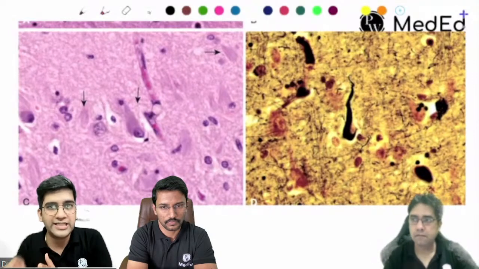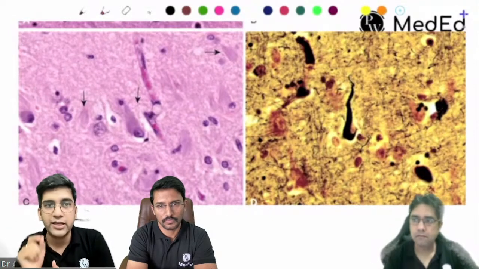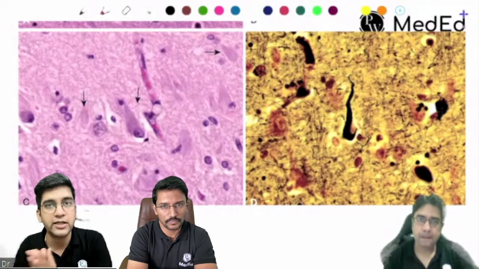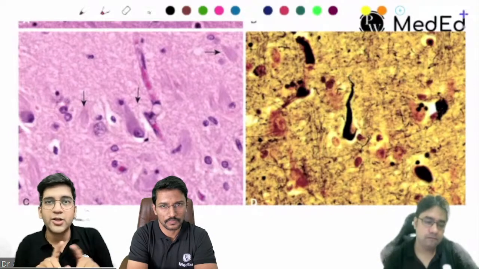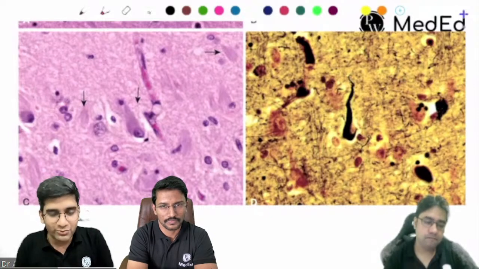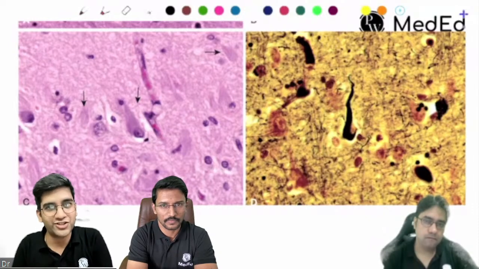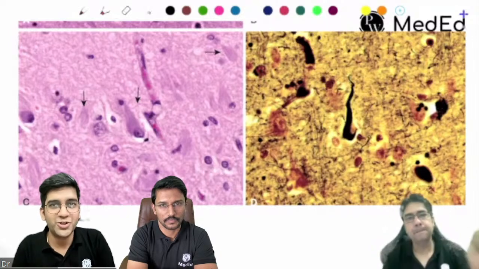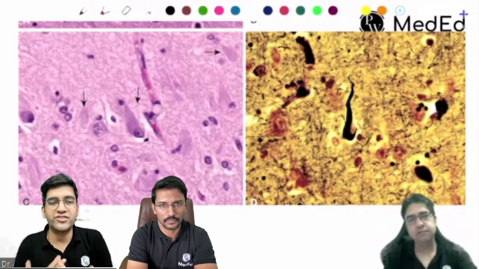Whenever tau is equivalent to tangles, and this tau aggregate is the one which is going to help in the cognitive decline, and the more tau there is, the more decline there is. However said and done, no one does a biopsy for Alzheimer's. If someone is going to do a biopsy for Alzheimer's, I would say the doctor is having Alzheimer's, right? Because no one in their common sense is going to do a biopsy for Alzheimer's. All these are more of research things.